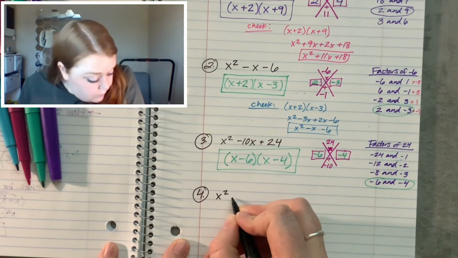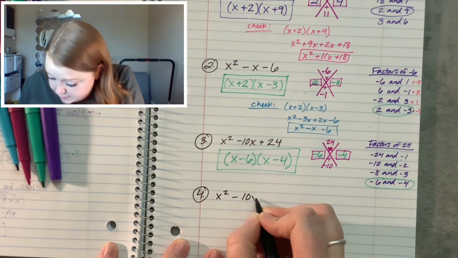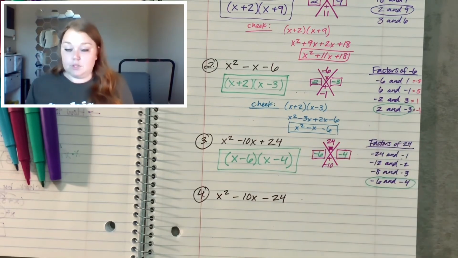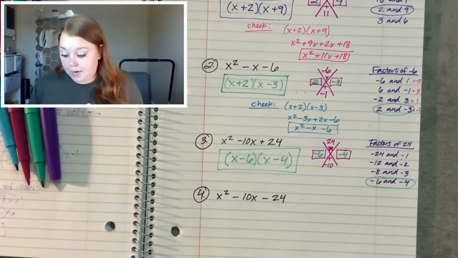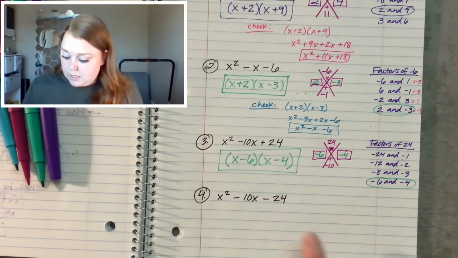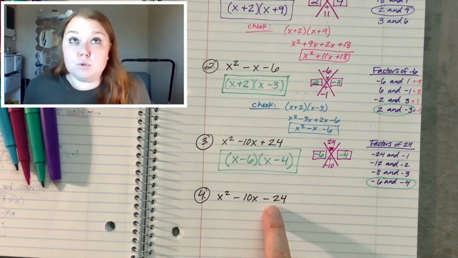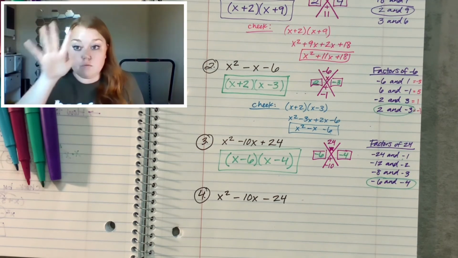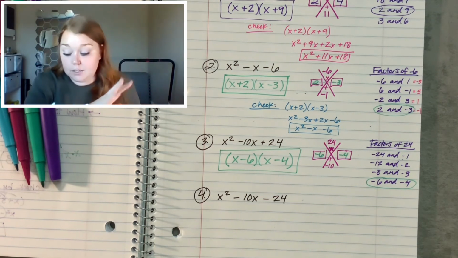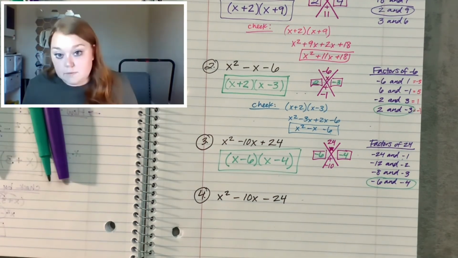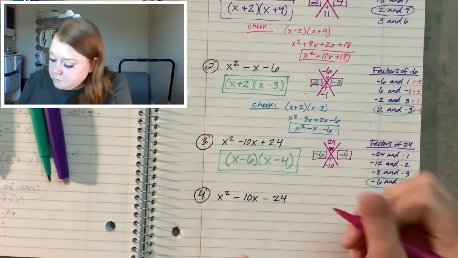X squared minus 10x minus 24. Those look awfully similar, right? Okay. On this one, keep in mind, when you do your little X thing and your factors, you want them to multiply to be negative. That means one has to be negative, one has to be positive. Okay. So you're going to kind of have a longer list of factors here. Pause the video, try it out. Okay.